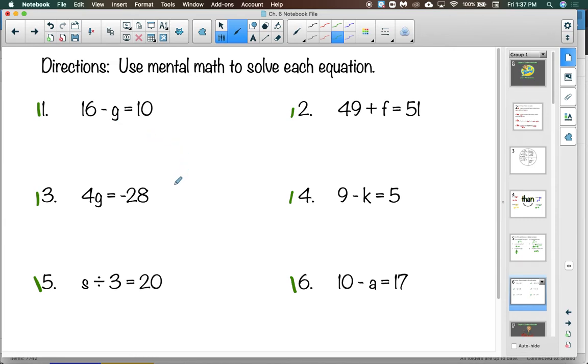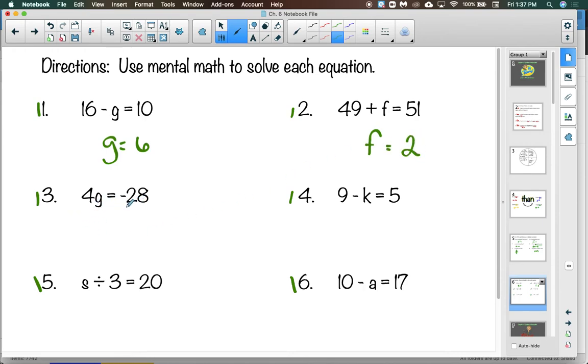Solve these with mental math. I'm just going to give you the answers and you can check them yourself. So G equals 6. What number can we take away from 16 to get 10? That number is 6. You do want to write the full solution here. G equals 6. Number 12, 49 plus F equals 51. Well, what number can I add to 49 to get 51? That number is 2. F equals 2.